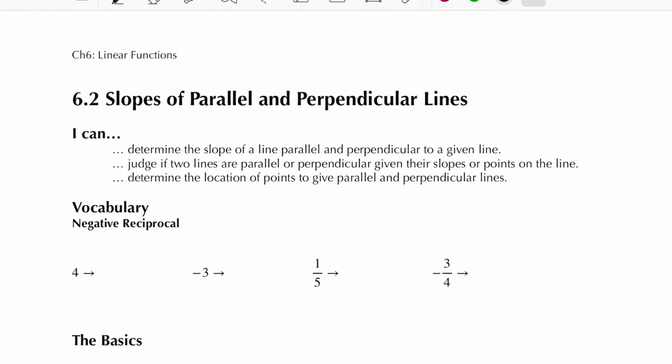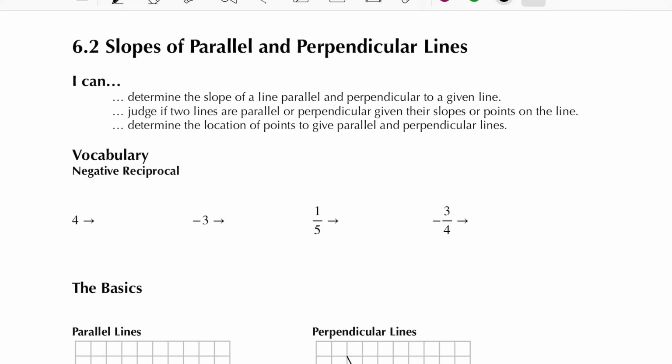Judge if two lines are parallel or perpendicular given their slopes, or points on the line. Determine the location of points to a given parallel and perpendicular line. Determine the location of points to give yourself parallel and perpendicular lines. That one's a little bit wordy. We'll take a look at that later on once we get to the examples.